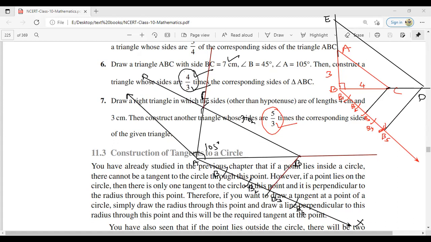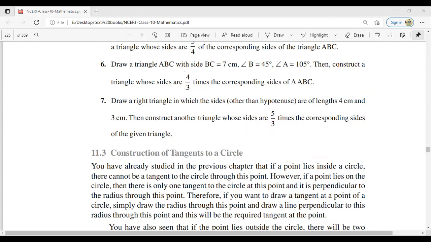Then draw a line parallel to this line, and from here parallel to this line, should be exact parallel. I am doing the rough work. So this is your D point and this is your E point. This will be your required triangle. So hope you understood every question, so you can try yourself and write the steps also. So that's all for today.